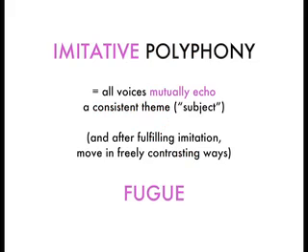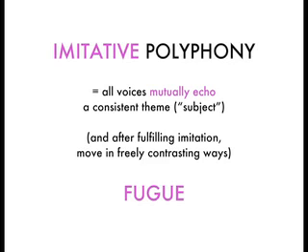A special category of polyphony is imitative polyphony, in which all voices mutually echo a consistent theme or subject, and after they've fulfilled that obligation to imitate, they can move in freely contrasting ways. The simplest version of this you've all sung in childhood, what we call a round. A round is imitative polyphony that's just a very, very simple melody on one harmony. More complex versions truly test a composer's skill. One that we'll encounter later on is what's called a fugue.